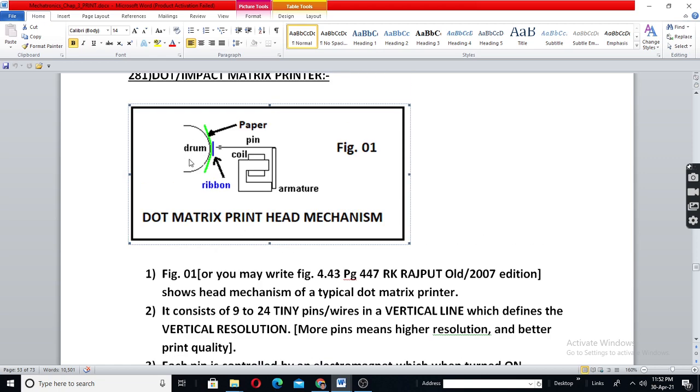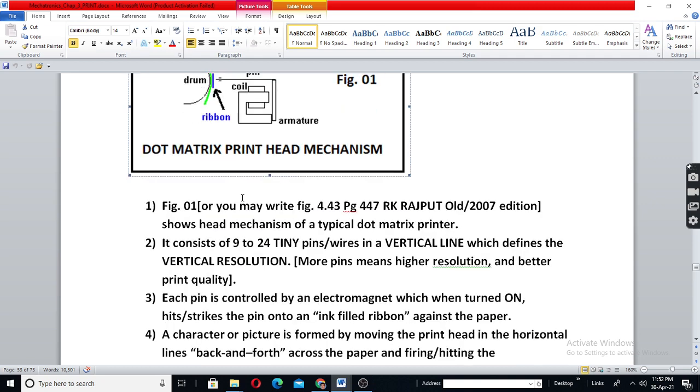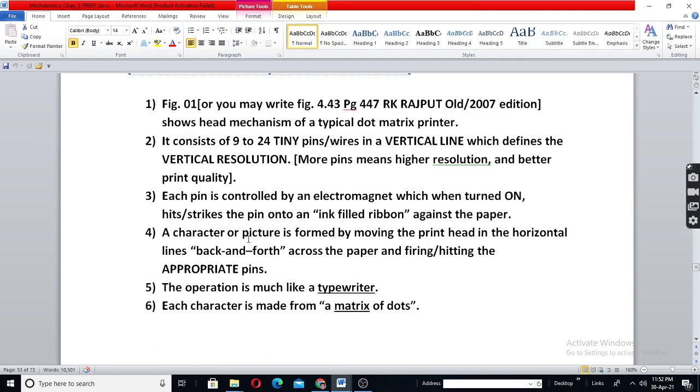So the drum will be moving, and the paper also will be moving. Sorry, the drum will be fixed and the paper will be moving, or whatever it is. Actually, the drum will be moving and the paper will be held tightly. Maybe some small error, anyhow, you should know that. You can check yourself by other sources also.